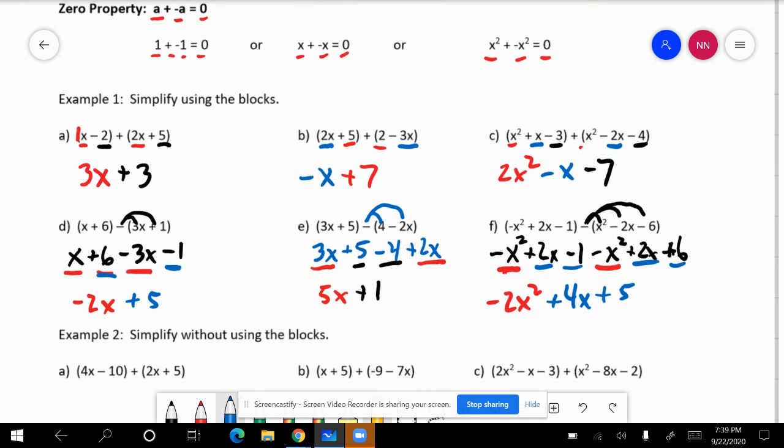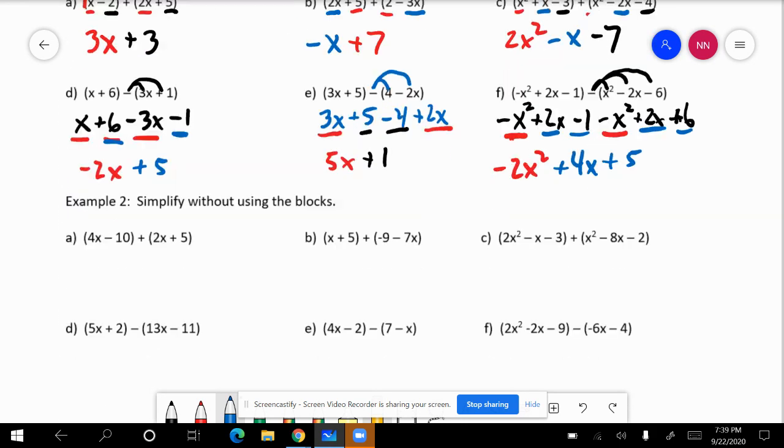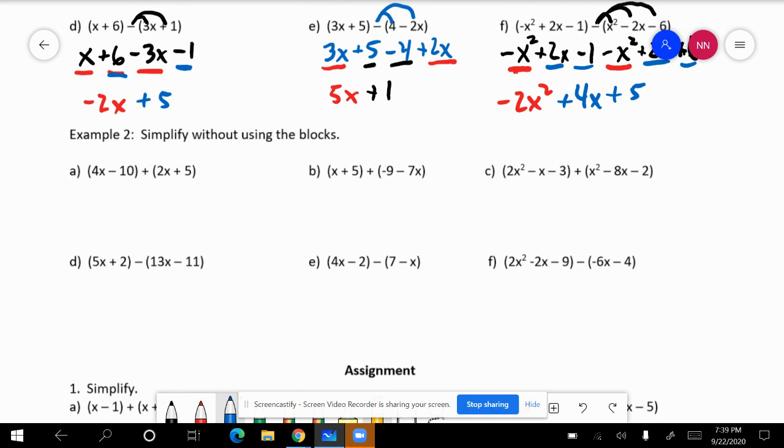Now, let's just work with example 2. We're going to do a little bit more practice. It's really good to get good at the adding and subtracting because throughout algebra, we're going to be combining like terms. So when we're looking at example 2, letter A, once again, we add the like terms, and that gives us 6x. Then we take the negative 10 and the positive 5, and that gives us negative 5.